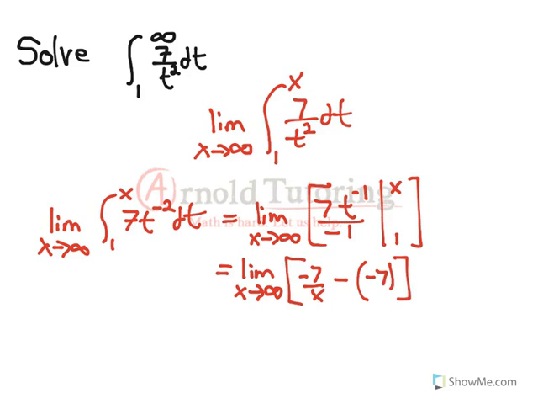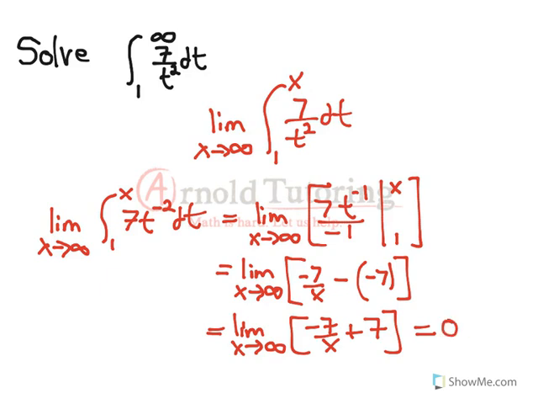Again, I got these by plugging in the x term first, and then subtracting, plugging in the 1 term. This is equal to the limit as x goes to infinity of negative 7 over x plus 7. Now we can actually just apply our limit, and we know that anything with an x on the bottom, as that goes to infinity, that term's going to 0. So this just equals 0 plus 7. So the improper integral equals 7.